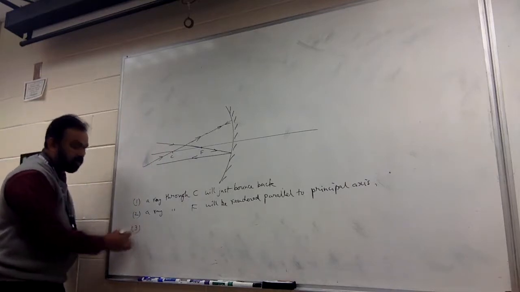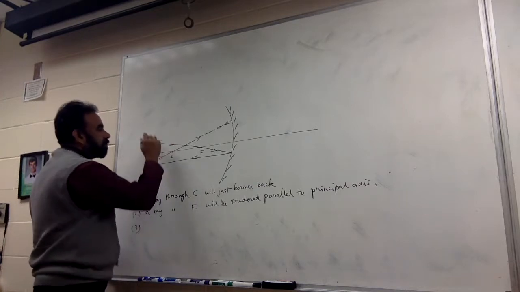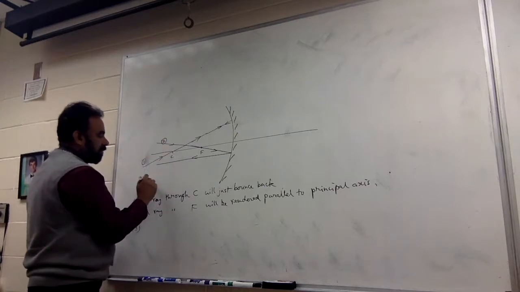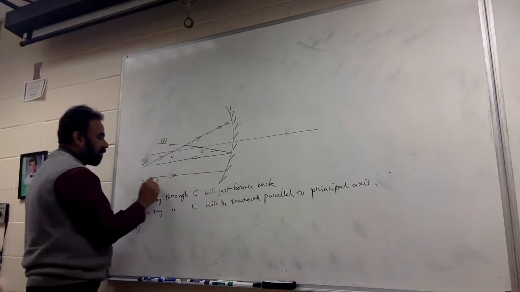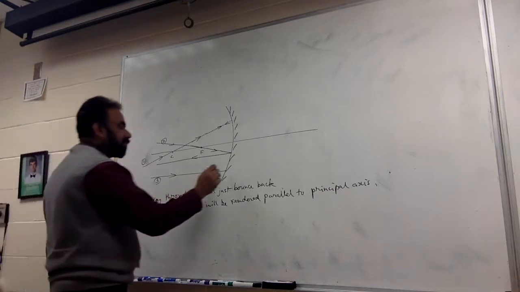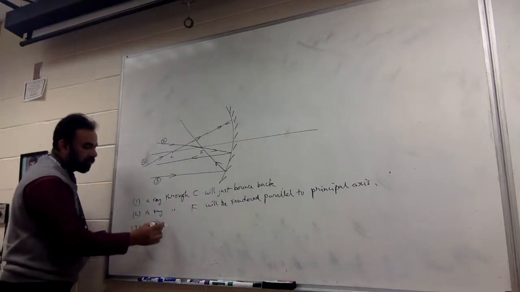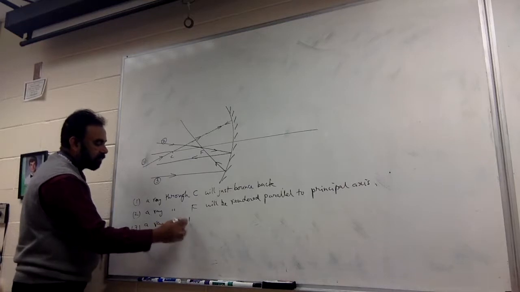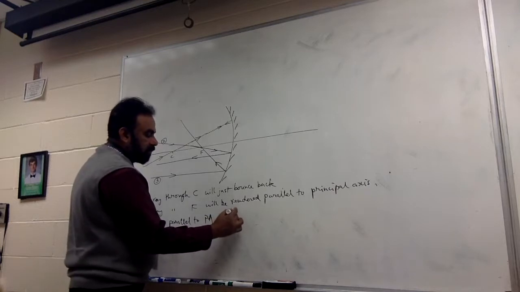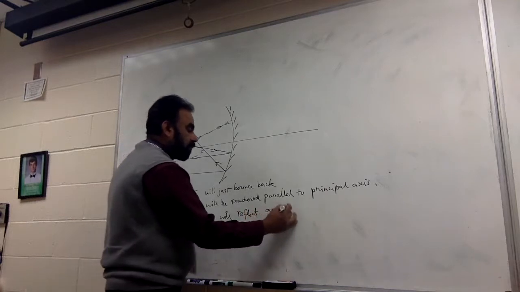The third ray that you can possibly draw is a ray that goes parallel to the principal axis. So that's the first ray, that's the second ray. The third ray is a ray that goes parallel to the principal axis. After hitting the mirror, what will happen? It will go through the focus. So that's the third one: a ray parallel to the principal axis will reflect and go through the focus.